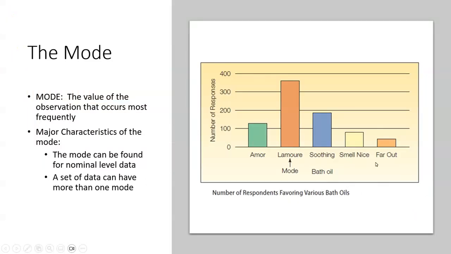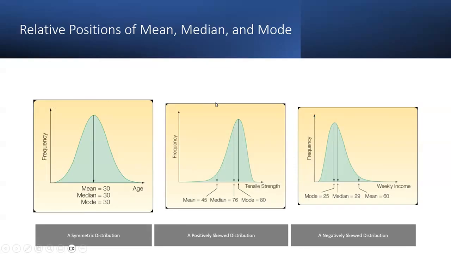Your mode is going to be your most commonly observed data point, and so you can have a set of observations that have the exact same value. So we could have the same number of observations for smell nice as we have for far out. But in here, we only have one category that had the largest value of observations.